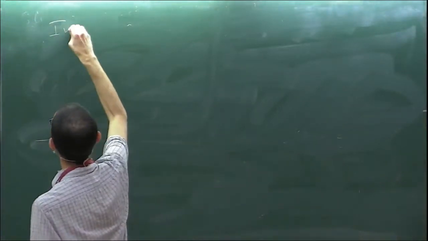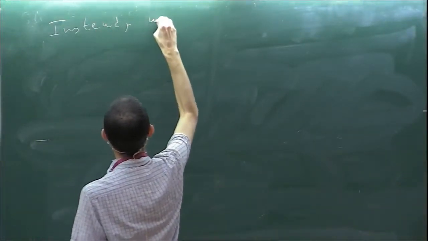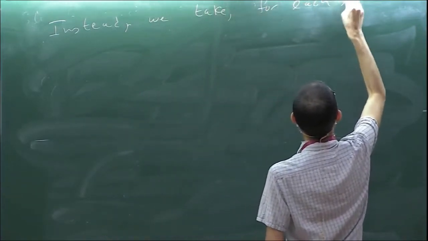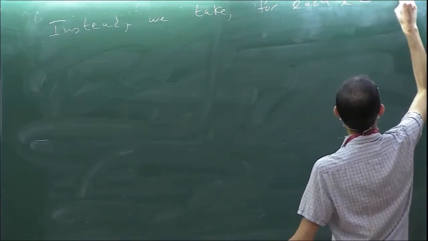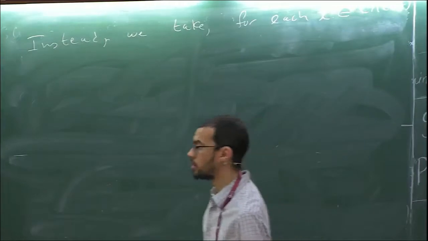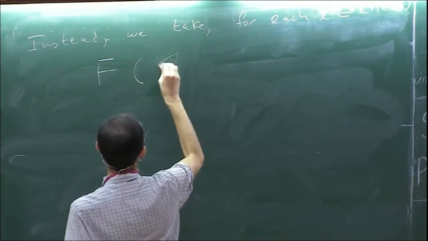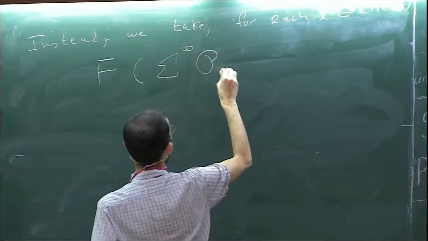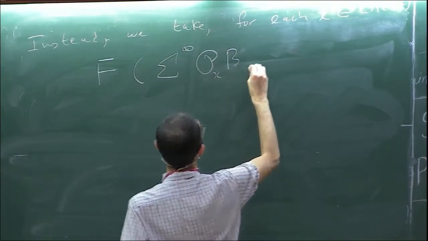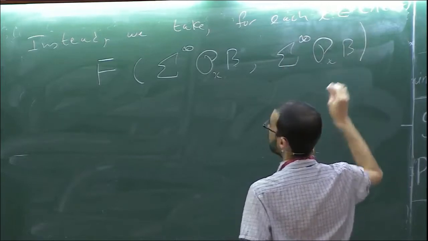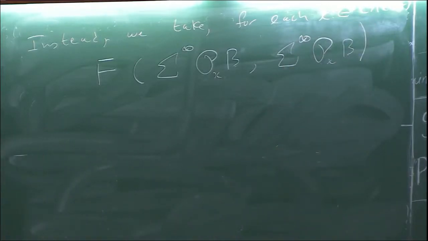Instead, we take for each x in this critical locus, the function spectrum between the suspension spectrum of the space of paths on B with endpoint on x, and so let me just remind you what Morse-Smale means.